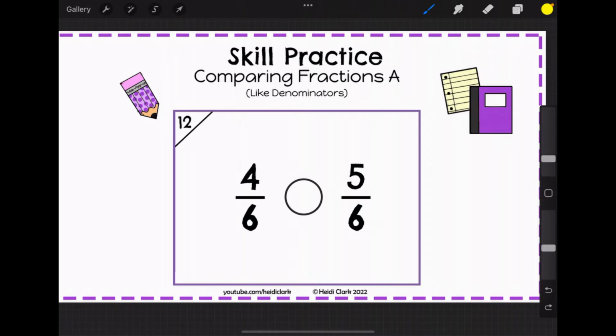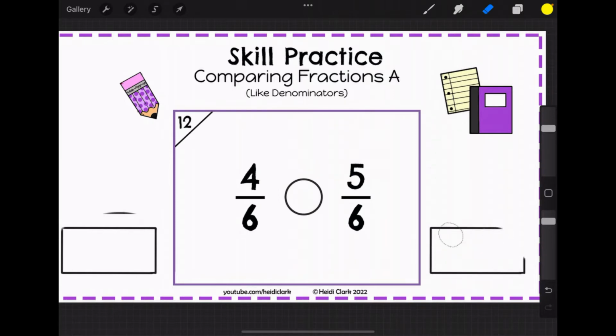Let's compare the fractions 4/6 and 5/6. We're trying to figure out which one is bigger. Now remember, with fractions, we're always starting with one whole. I picture it as like a cake or a chocolate bar, something like that. Let's call it a cake for this one.